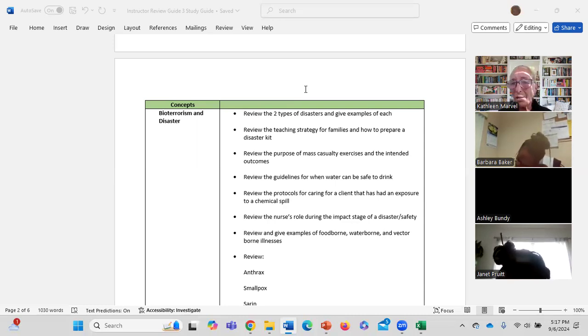Let's say you're in a facility. Let's say you're working with the elderly, or you're in a school. That impact stage requires us as healthcare workers to get everybody to a central place to safety. Let's say it's a hurricane or a tornado, right? We want to get people to the center. It's all about safety during that impact stage.